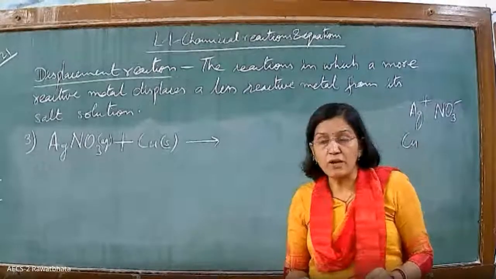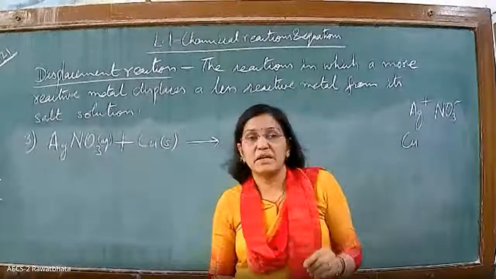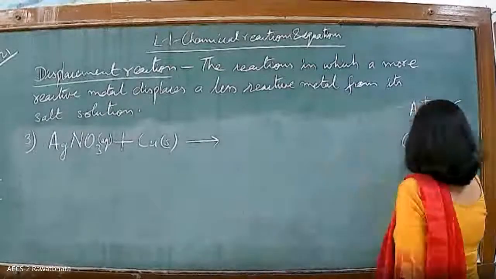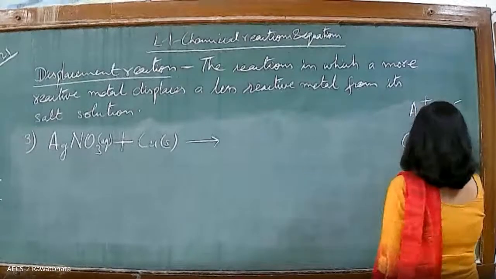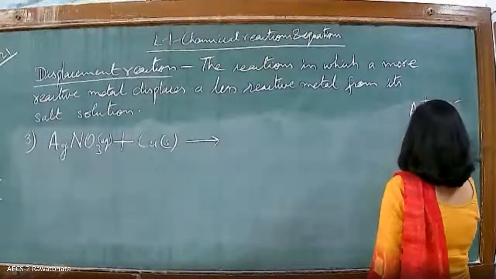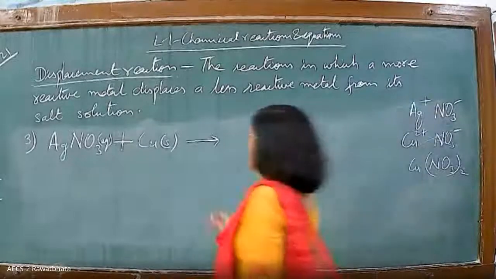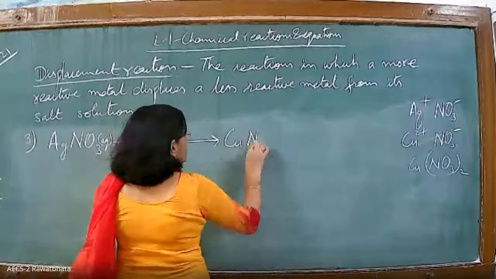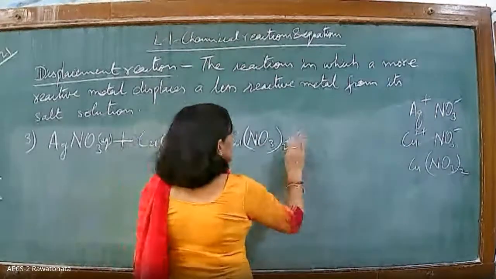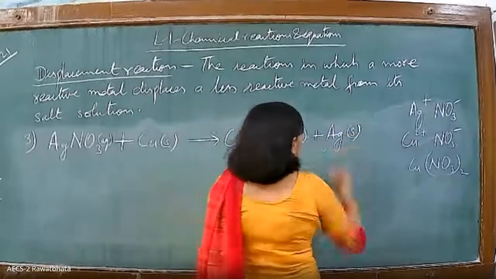In case of iron also, there are two valencies, Fe2+ and Fe3+. In that case, kids always remember that Fe3+ exists in more amount. So here Cu2+ and NO3-. That will be, of course, after cross multiplication, Cu(NO3)2, and this Cu(NO3)2 will be in the aqueous state, plus silver in the solid state.